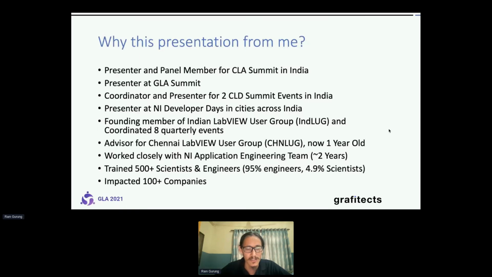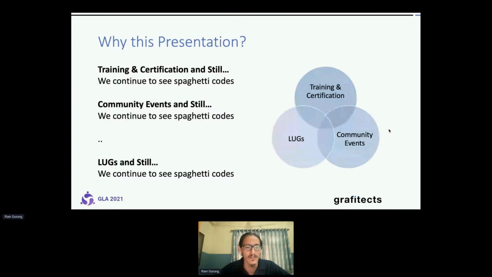So this is the reach, and the main reason I'm building this premise is that for the last 7 years or so, or even longer, in my experience in the industry, meeting people who are just starting out with LabVIEW and who have been using LabVIEW for a long time, and with everything we have done so far, like I mentioned, coordinating a lot of events, the CLA Summit, the CLD Summit, as well as the Indian LabVIEW User Group meetings, we still continue to see spaghetti code again and again. Even after training and certification, we're still seeing spaghetti code. Even after a lot of community events, we continue to see spaghetti code. And even after so many LabVIEW User Group meetings, we continue to see spaghetti code.